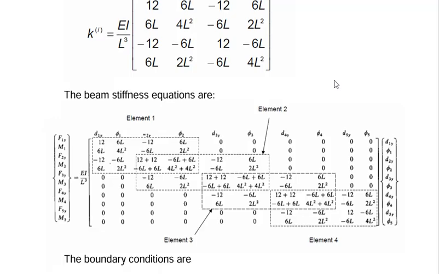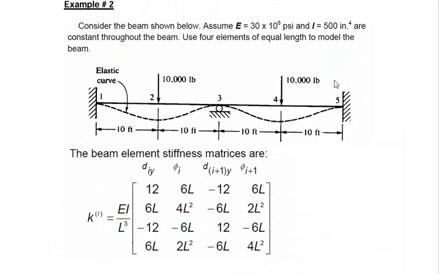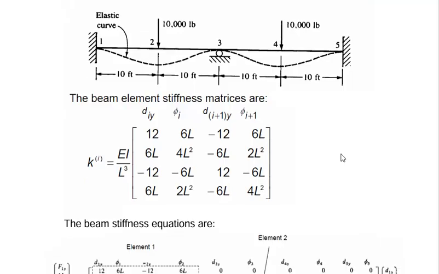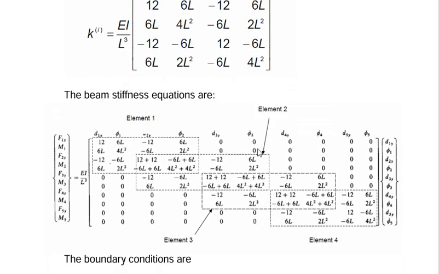And how many nodes are there in this problem? For this beam, there are 5 nodes, and each node has a degree of freedom of 2. So it means that the global stiffness matrix will have a size of 10. And those are mentioned here: d1y, phi 1, this is d2y, phi 2, d3y, phi 3, d4y, phi 4, and d5y, phi 5. And similarly, you can label the rows as well.